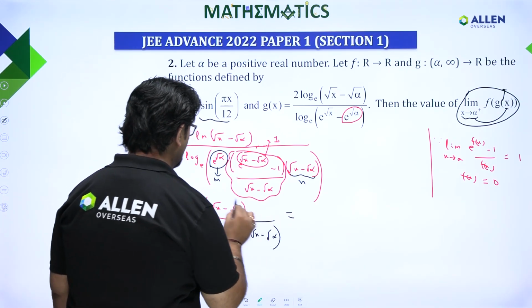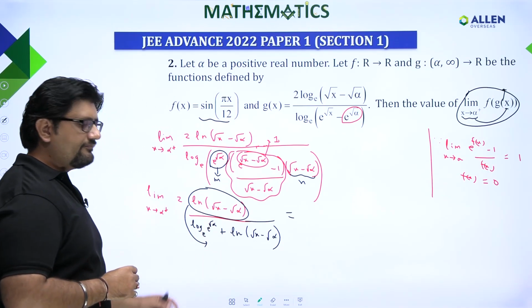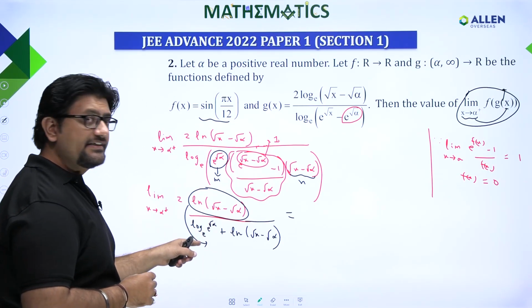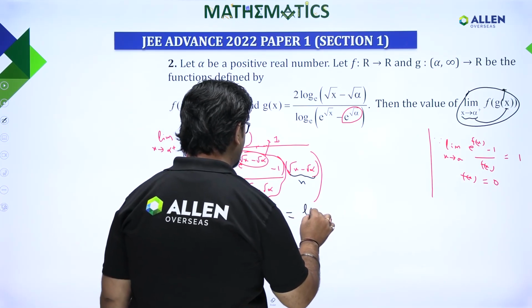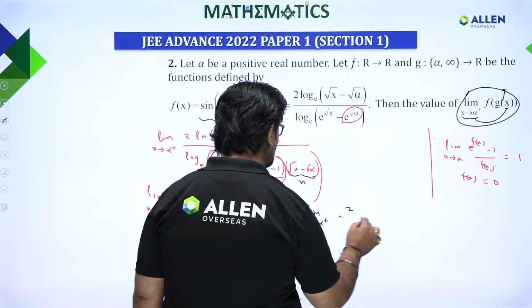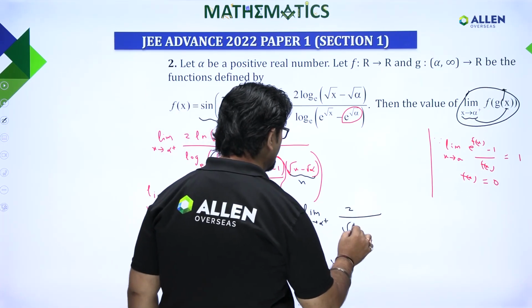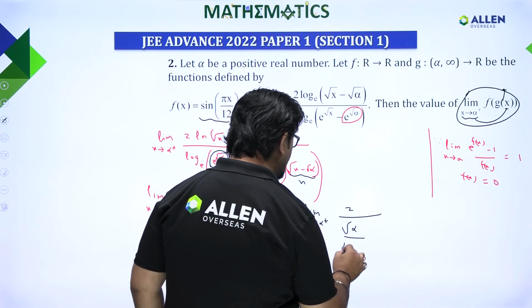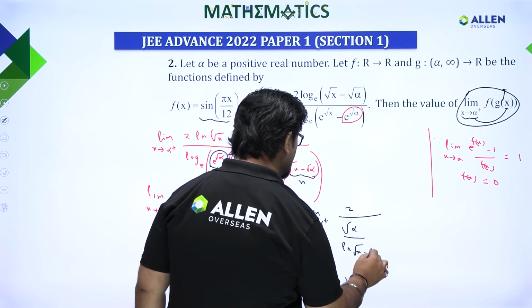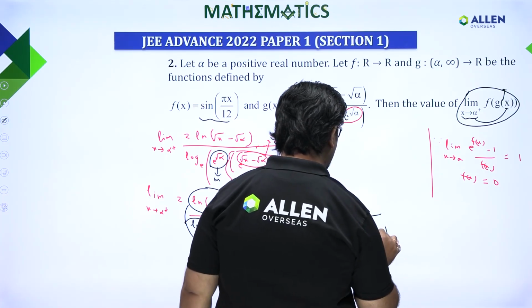Now I am just dividing this quantity in the denominator. So what I am getting is the limit as x tends towards alpha plus of 2 divided by, it will eventually become root alpha by the logarithmic property, and 2 divided by ln of root x minus root alpha, and plus 1 we are getting.